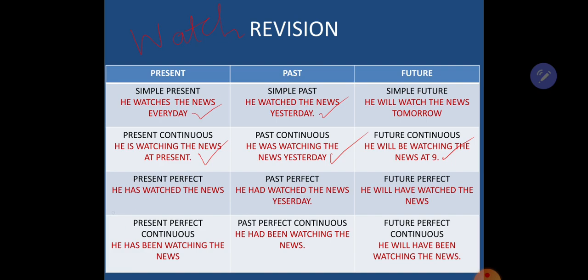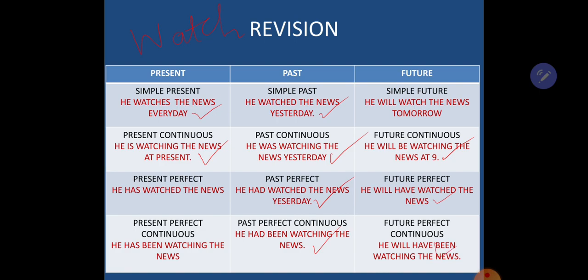Present perfect tense, he has watched the news. Past perfect tense, he had watched the news yesterday. Future perfect tense, he will have watched the news. Present perfect continuous tense, he has been watching the news. Past perfect continuous tense, he had been watching the news. Future perfect continuous tense, he will have been watching the news.